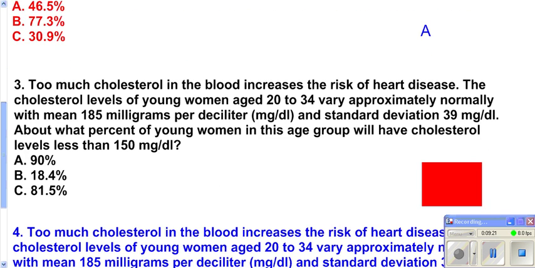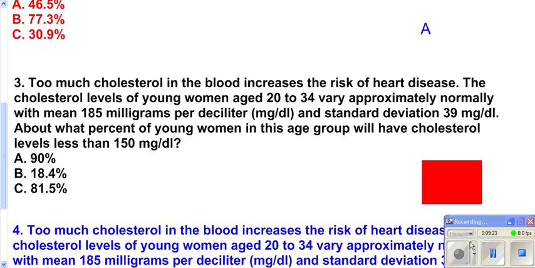And let's take a look at one more here. We're just going to go ahead and do our z-score. Here's our mean, our standard deviation. Here's our data value. Since it's less than, we don't have to do anything special when we look at our table. We just go ahead and find our z-score and look at table A, and we get answer B.